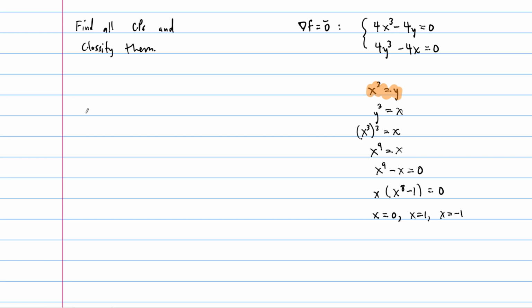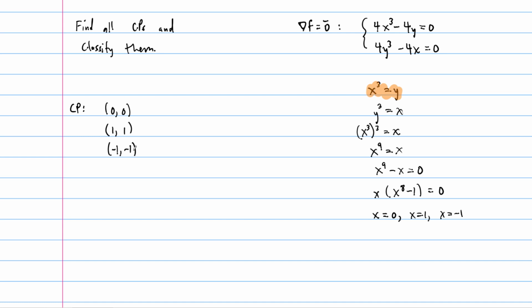So our critical points then, I'll write it over here, our CPs are going to be, I'll just write the x and y coordinates of these, but when x is 0, y is equal to x cubed, so y is 0, right? So there's one of them. When x is 1, y is equal to 1 cubed, so it's equal to 1. So there's another one. And then third, when x is equal to negative 1, y is equal to x cubed, so it's also equal to negative 1.